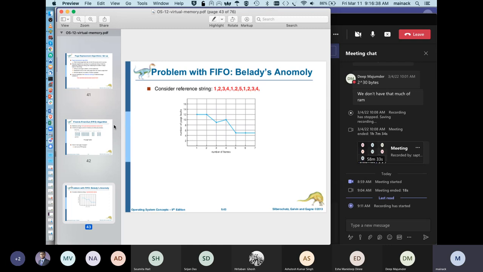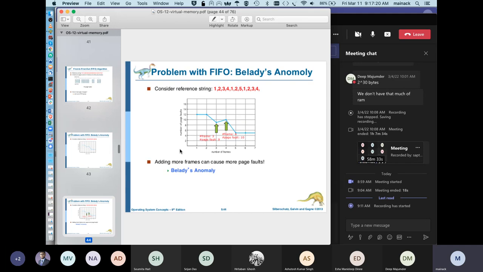He was writing a paper, and while checking the FIFO page replacement scheme, Belady and his co-authors plotted the number of frames against the number of page faults. Clearly, if you increase the number of frames, that is, increase the size of your RAM, the page faults should be fewer, right? Because if you have 4 GB of RAM, then fewer pages will be in RAM. If you have 8 GB, many more pages will be in RAM. But that is exactly not happening.